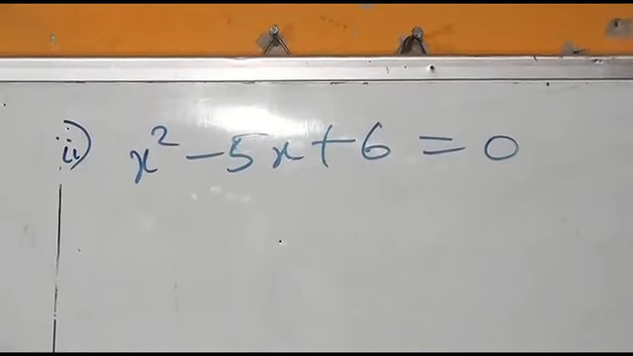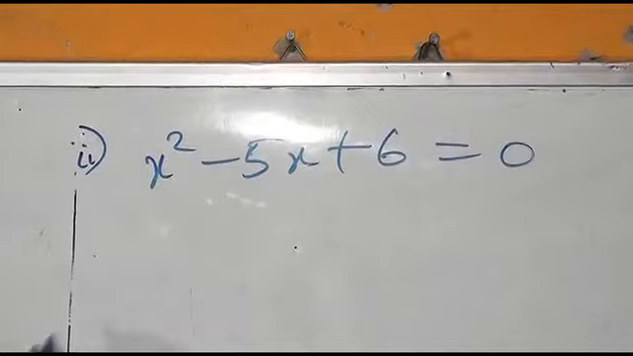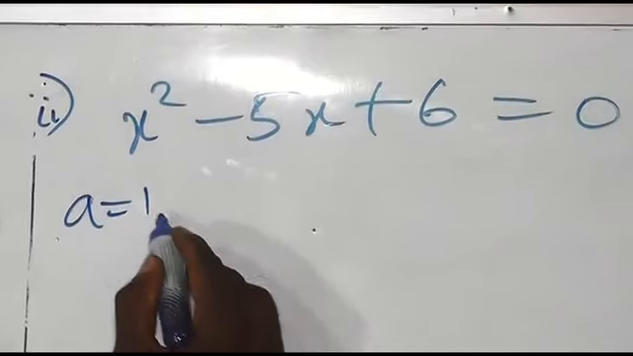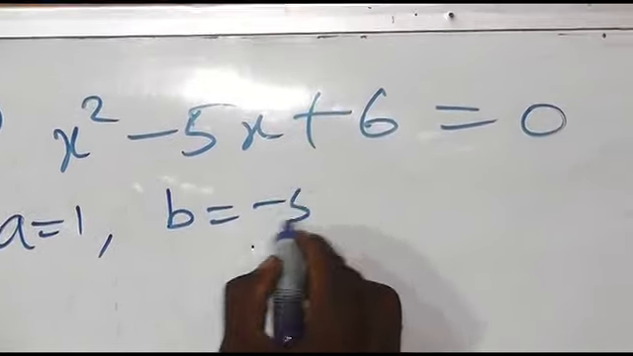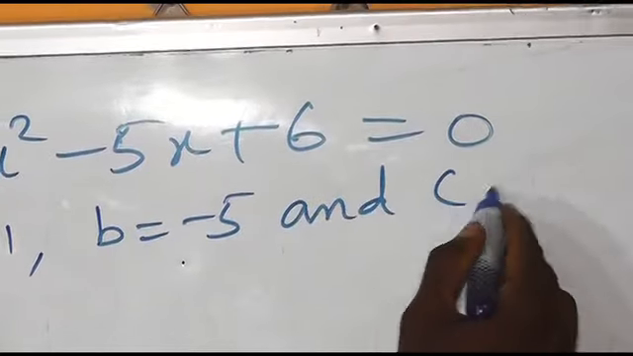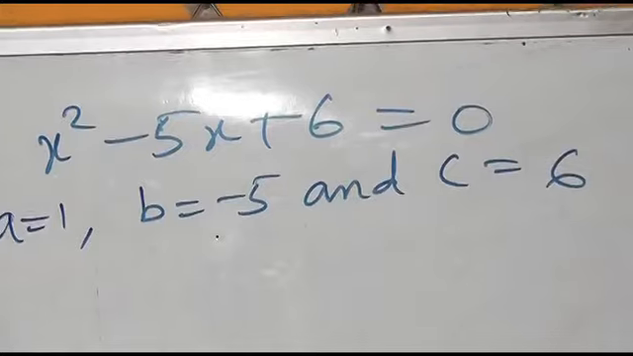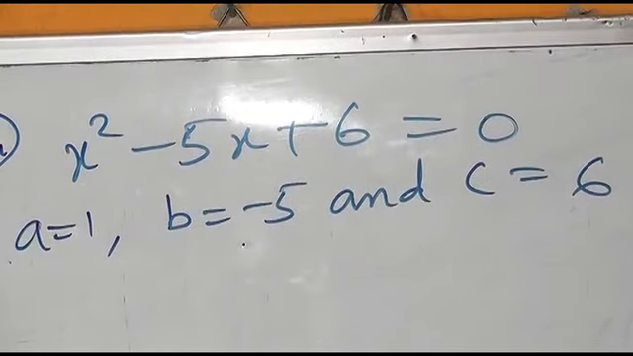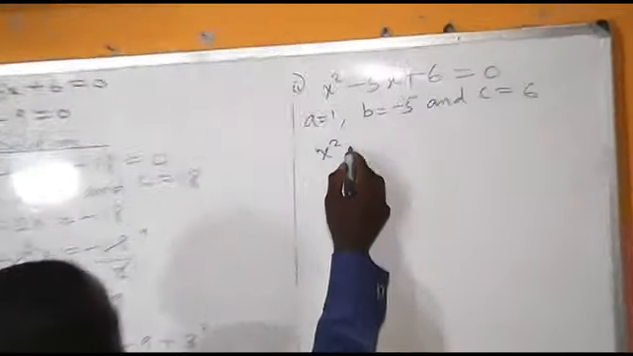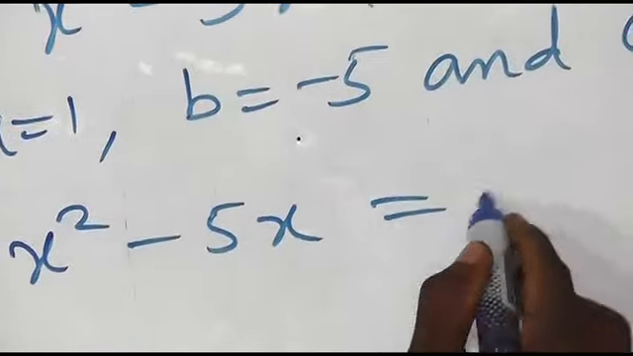Ax squared plus bx plus c equals 0. You discover that a is 1, b is equal to minus 5, and c is equal to 6. Now, the first step says move the constant term to the right hand side. So you have x squared minus 5x to be equal to minus 6.